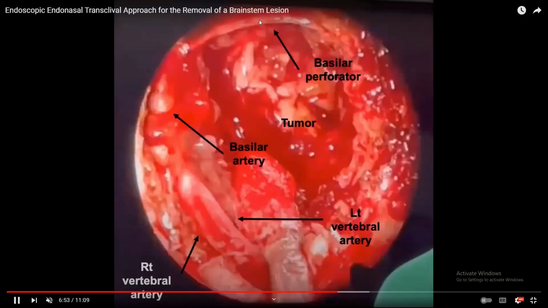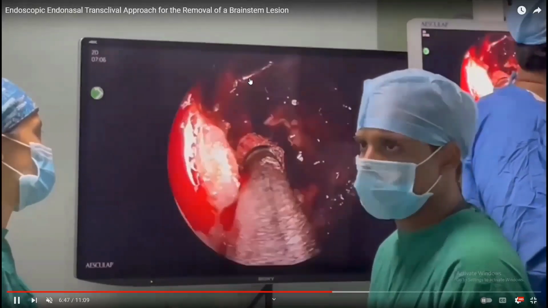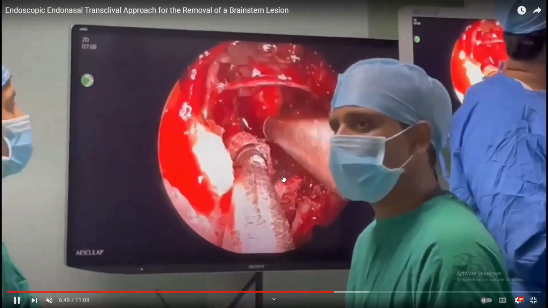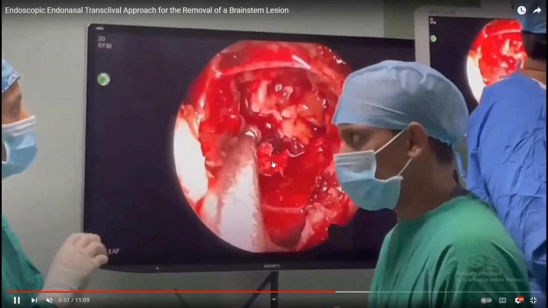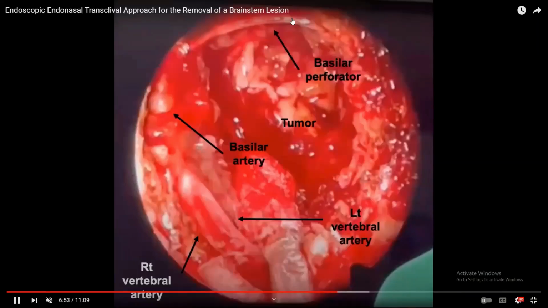So this is one perforator. Just before that, you can see, this is one perforator, and you will see the next perforator here. Yeah, this is one perforator. This is the vertebral. Sixth nerve is here. So this is the area that I have to go through and take the tumor out.